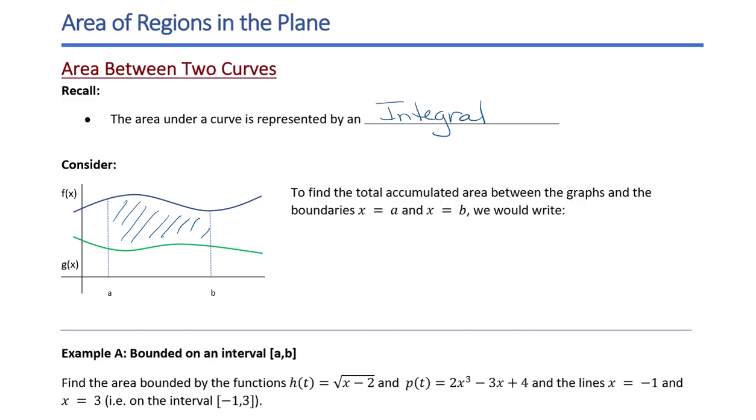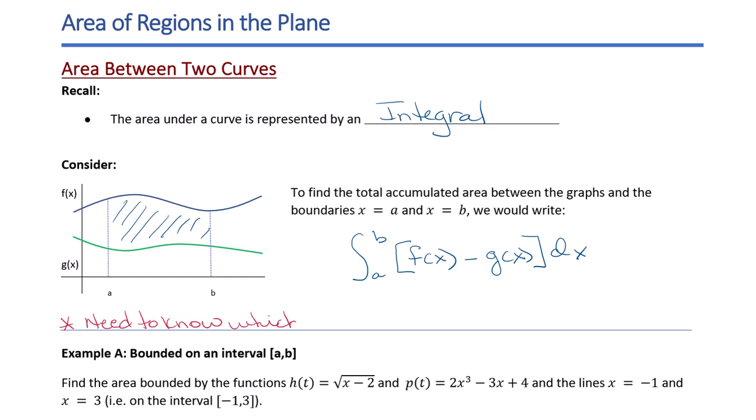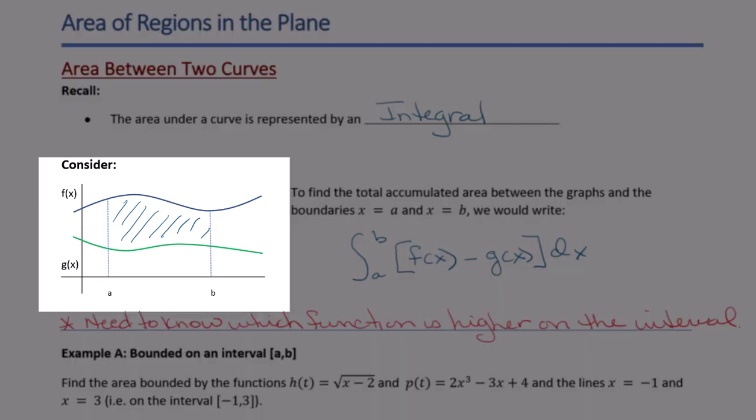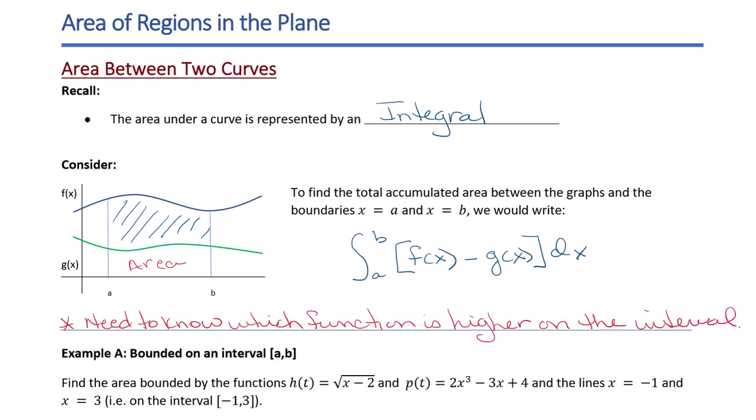equals b, we would write the integral from a to b of the function f of x, the function on top, minus g of x with respect to x. It's important to note that we need to know which function is higher on the interval. We can tell here in a graph, but when just given equations, we may not know. And we always want to subtract away the area that's underneath the lowest function in order to only have the area between the functions left.